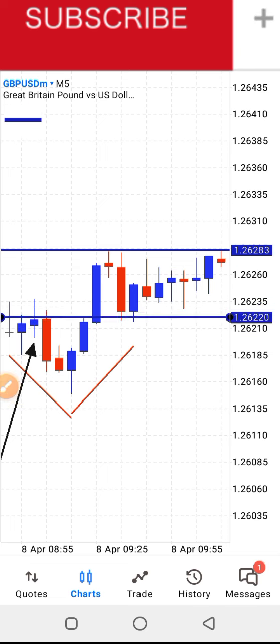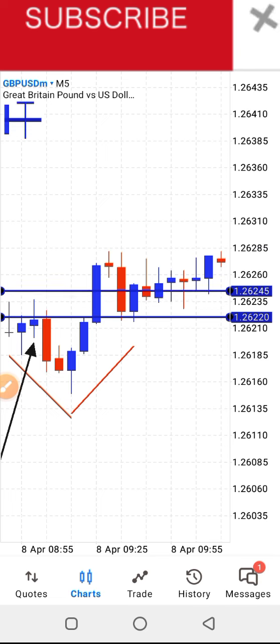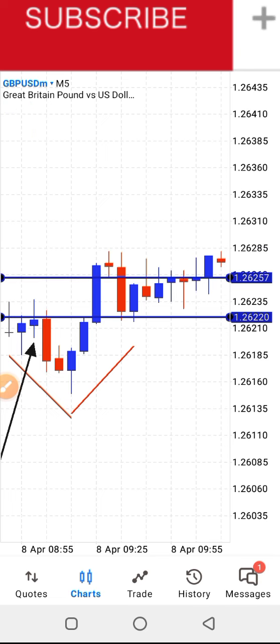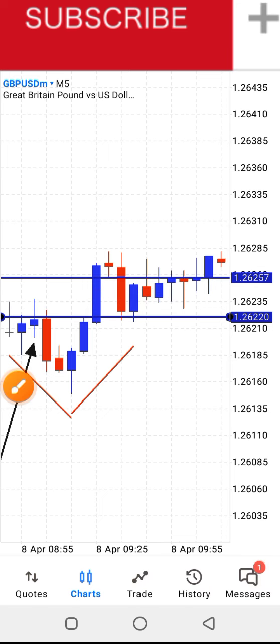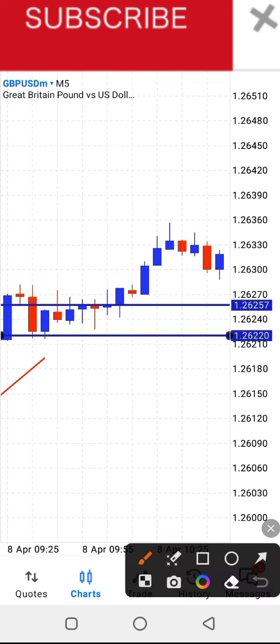Look at this. This is a fair value gap right here. The wick of this red candle did not touch the wick of the other candle, so leaving us with what? Leaving us with a gap in between. So price is expected to come back to that gap and give us buying opportunity. As you can see what happened, we had a buying opportunity that moved up.